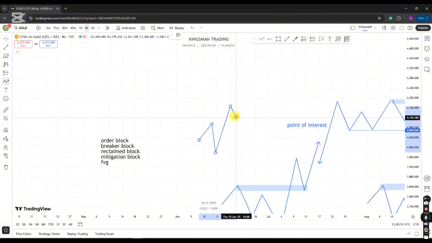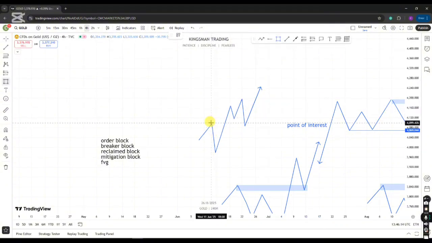You want to see price do something like this and then take out this liquidity. Now this liquidity is an incomplete pullback. After price creates this incomplete pullback, you expect price to come back and tap into this breaker block, then continue movement to the upside. So this is a typical example of a valid breaker block.